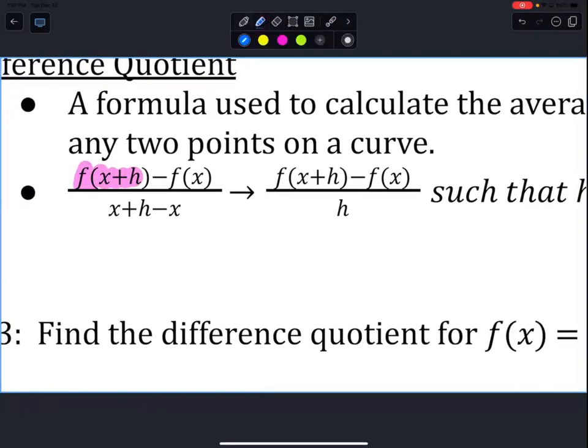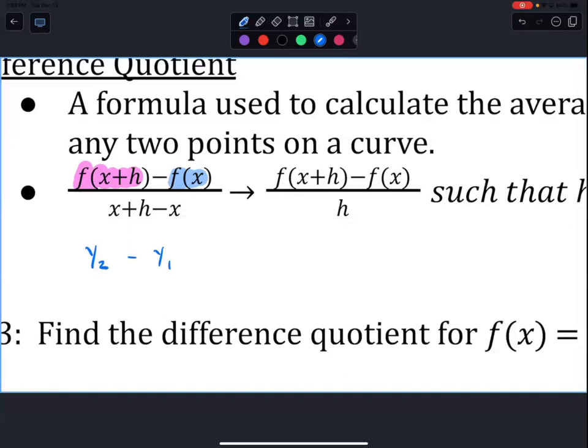and subtract f of x, all that's really saying is there's a y value and there's another y value. So it's like y sub 2 minus y sub 1, right? So f of x plus h is really like a second y value. F of x is another y value, right? So this is still your slope formula here.